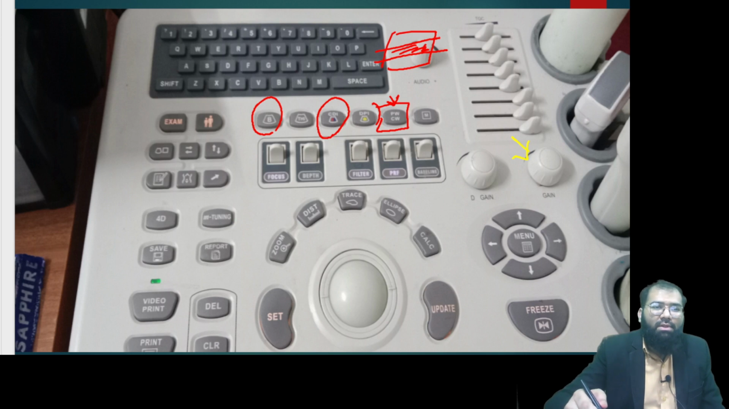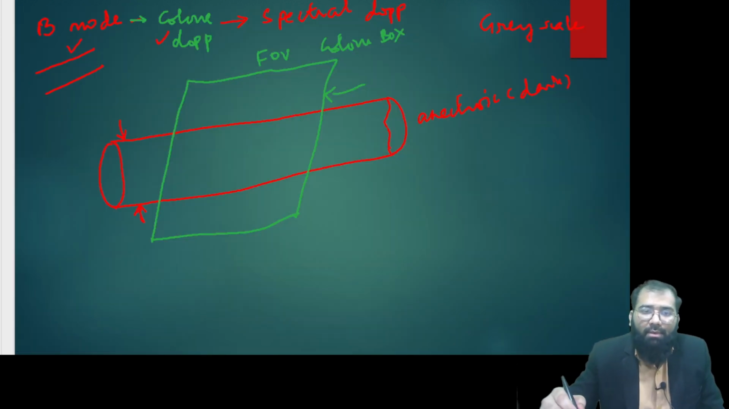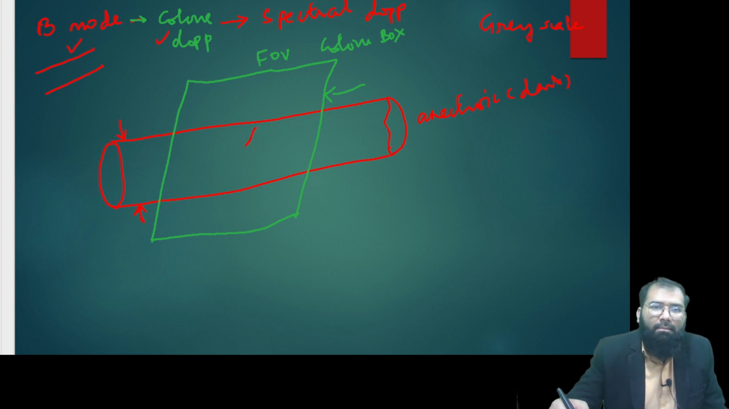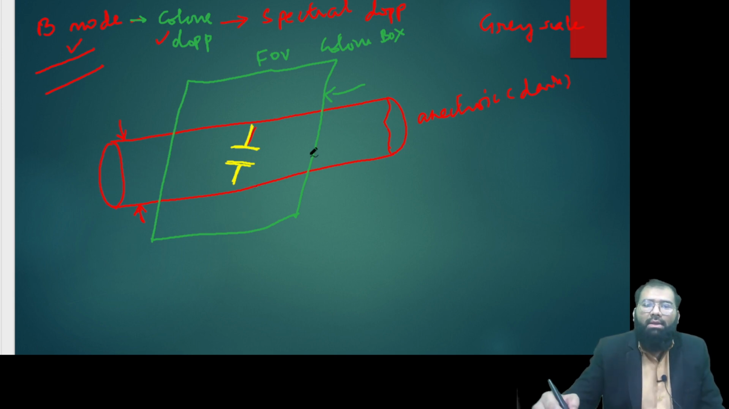So what happens once you press the spectral Doppler? Once you press the spectral Doppler, you get such a symbol appearing. So this is the symbol which you get once you press the spectral Doppler.